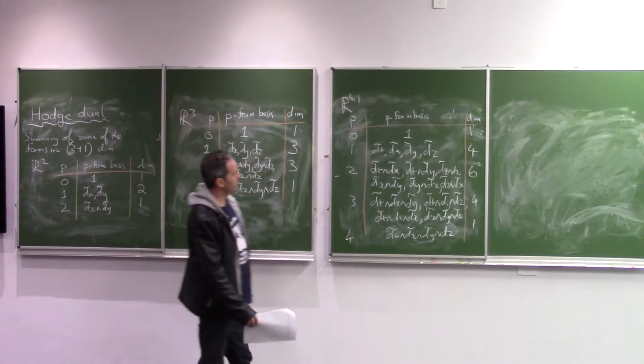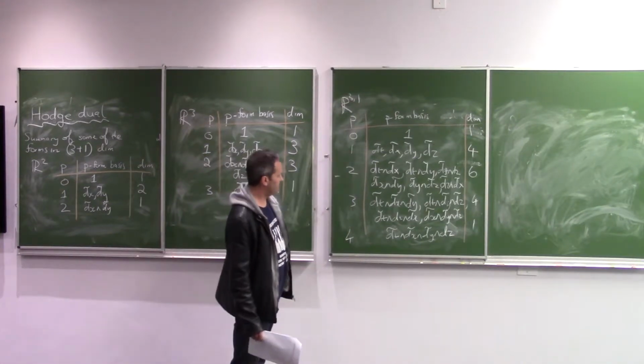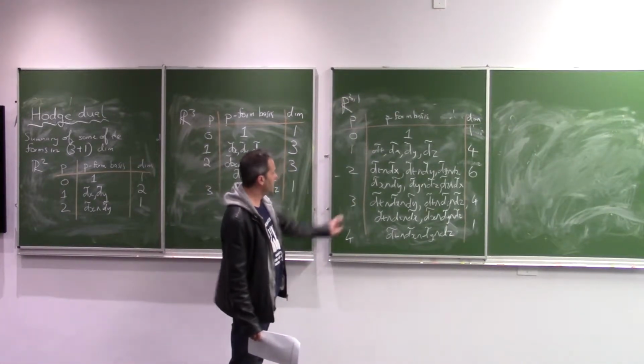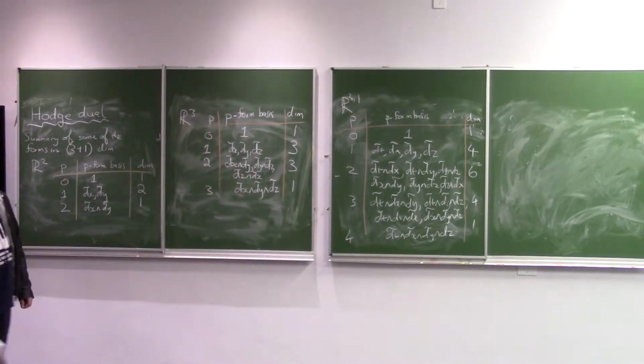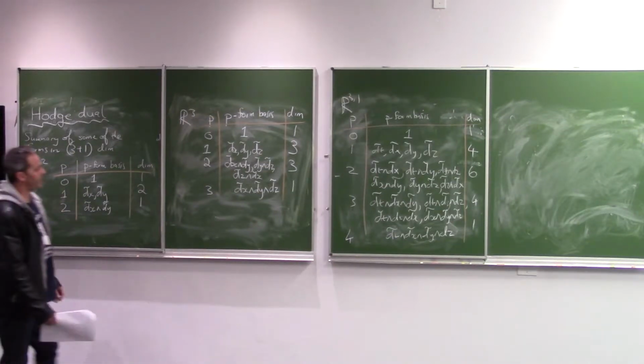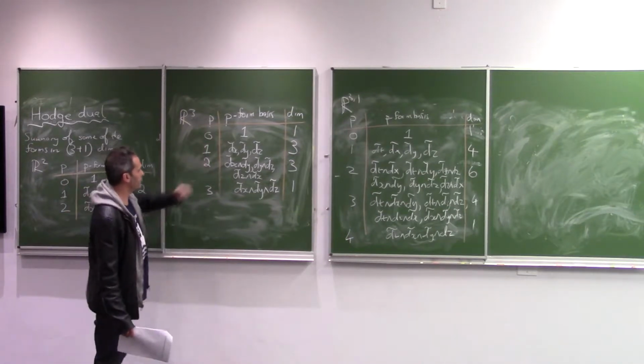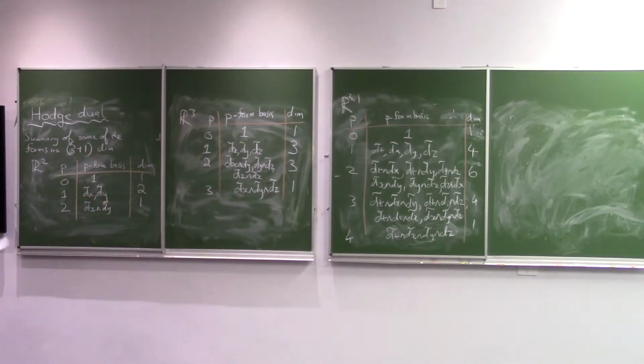And say, in another way, the number of one forms in four-dimensional space-time is the same as the number of three forms in four-dimensional space-time. Okay. So these patterns suggest a map, suggest that there should be some way of, say, mapping p forms to n minus p forms. So let me just summarize that.